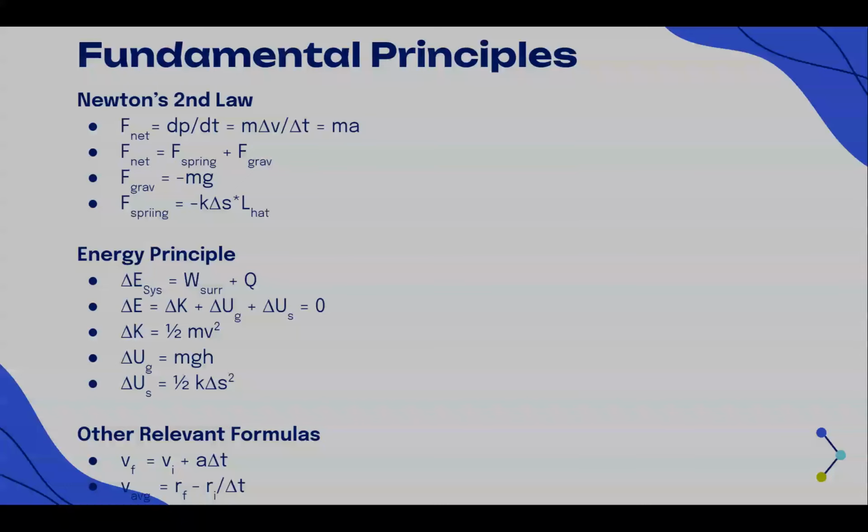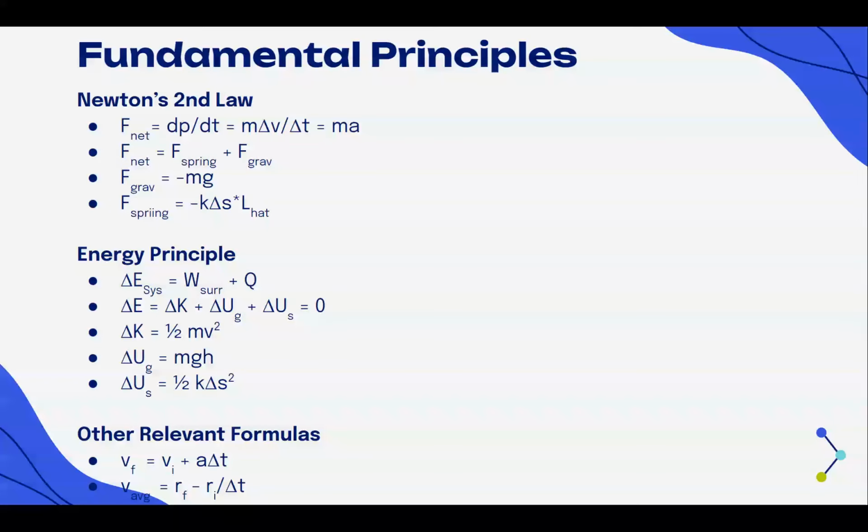The first fundamental principle that is vital for this experiment is Newton's second law, which states that the net force is equal to the derivative of momentum over time, which is another way of saying it is equal to mass times acceleration. The net force is also equal to the overall sum of all forces acting on the system, which in this experiment is just gravity and the spring force. The force of gravity is equal to the negative of mass times gravity, and the spring force is equal to negative k times change in s times L hat.